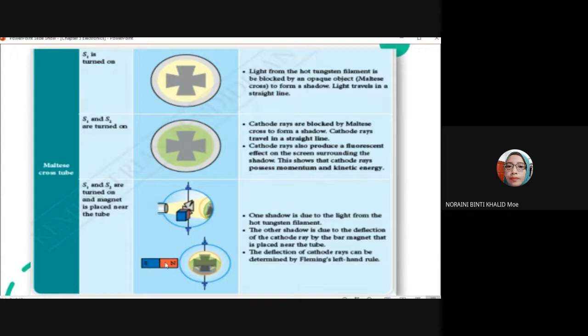You place your forefinger towards the right, north to south. The cathode ray is moving out from the screen, meaning your current finger must point into the screen. Okay, your forefinger to the right, current finger into the screen, thus the thumb will point downwards. Thus the shadow will be deflected downward, as shown here.